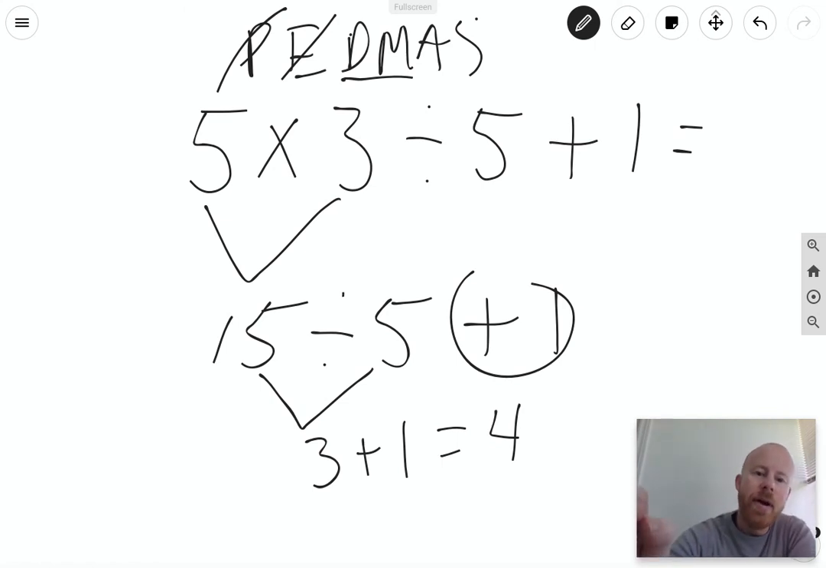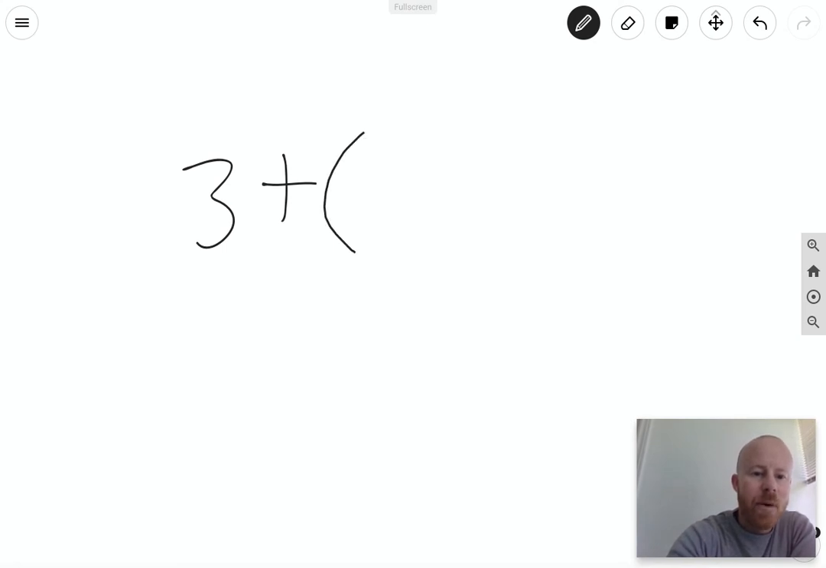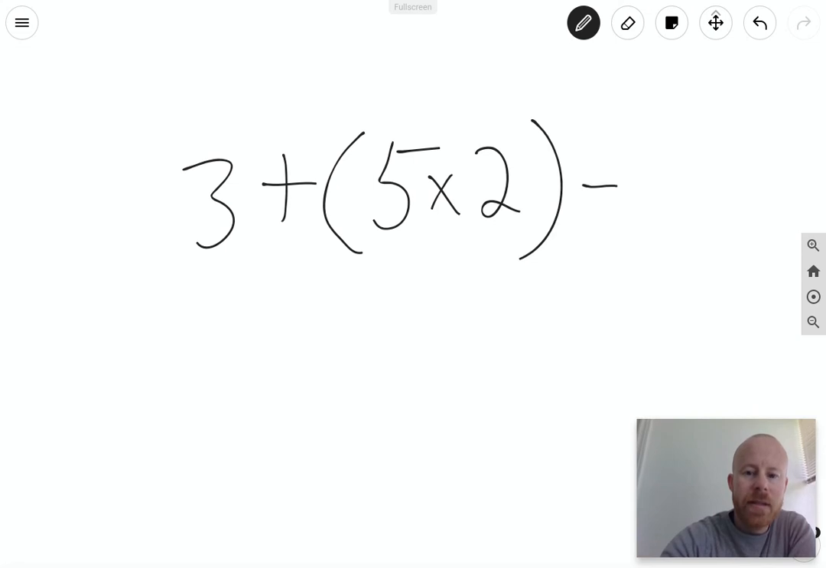So let's try one with parentheses. So let's go with this. 3 plus parentheses 5 times 2 minus 1 equals. So now we have 3 operations. We have a plus, a times, and a minus.